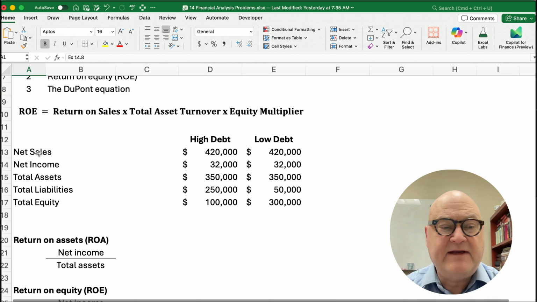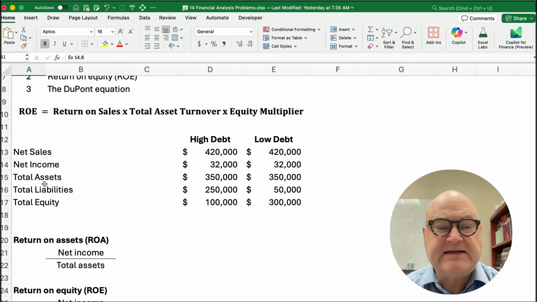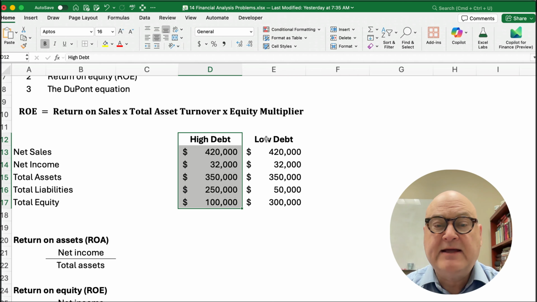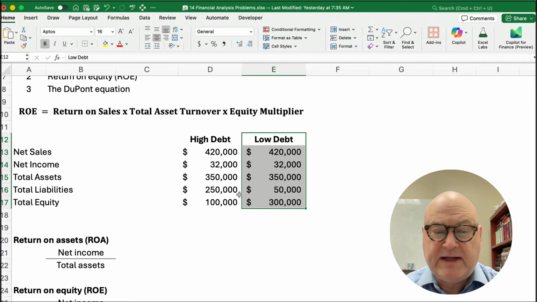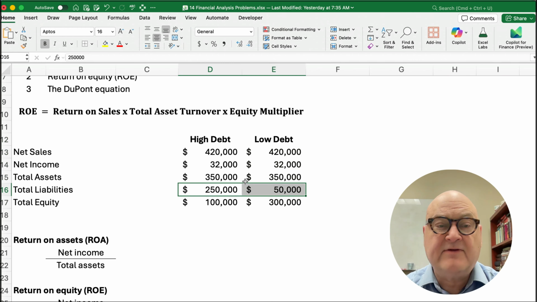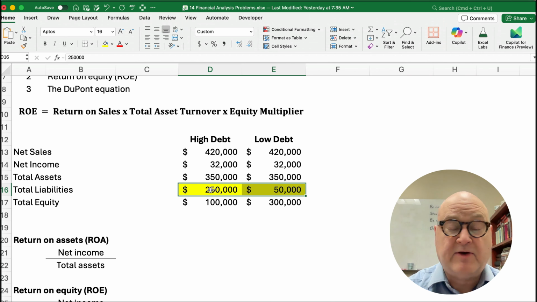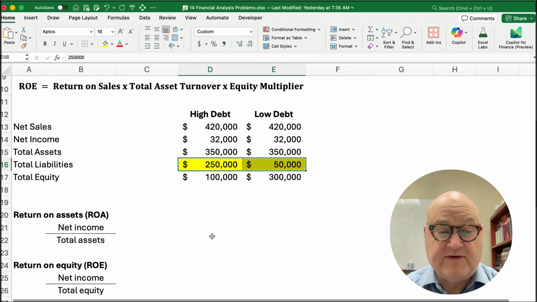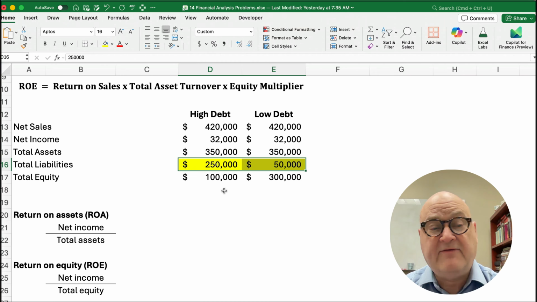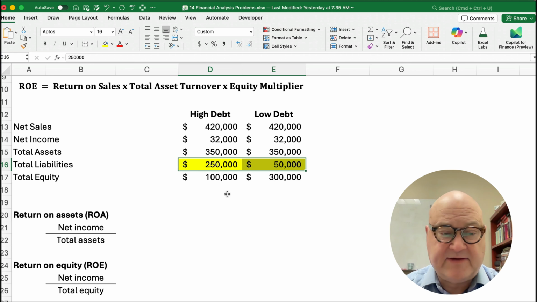All right, so we have net sales, net income, assets, liabilities, and equity for a company that I'm calling a high debt company and another company that is a low debt company. The only difference is in the way that we have liabilities. Everything else is the same. Obviously, if you have more liabilities, then your equity is smaller. So this is going to be the difference. We can see the difference in these two if we have a lot of debt versus less debt.